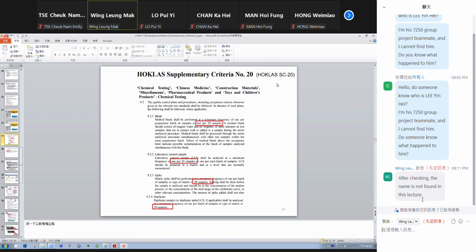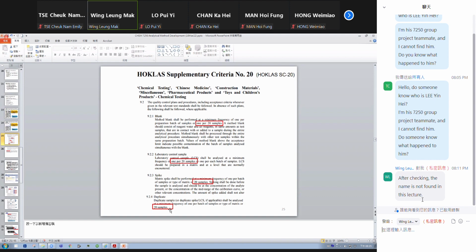This is the guideline. It's also the original reference for why we consider 20 samples as a batch, and we need the QC to ensure the result is correct.